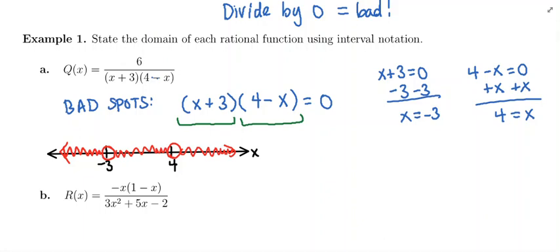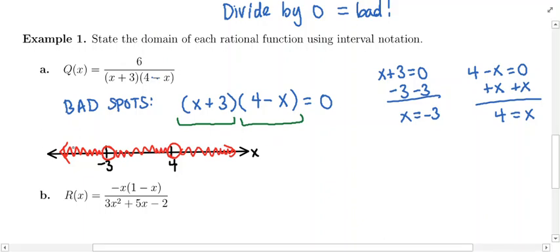Then you're going to walk the number line from left to right. So if we're way out here, if you can see where my cursor is, that's negative infinity.